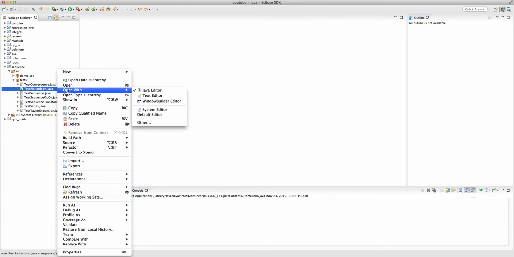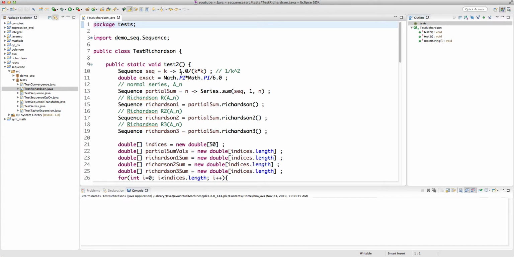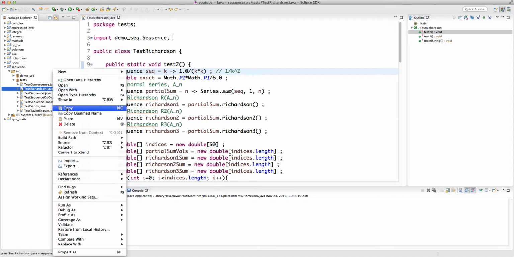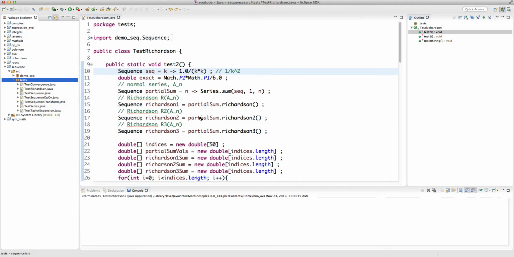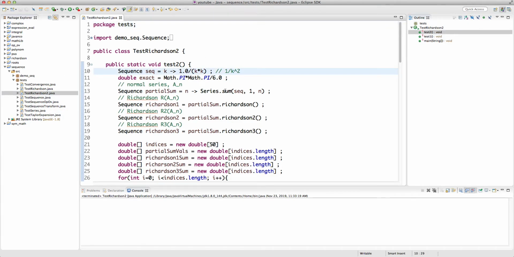I have this test Richardson, which was 1 over k squared. So let's copy it and create a new class. Let's call this Richardson 2. And in the Richardson 2, I'm going to create basically minus 1 to the k plus 1 power. So basically what I want is, if k is even, I want to get minus 1. If k is odd, I want to get plus 1. Because I'm summing from k equals 1, so I want the first term to be positive.